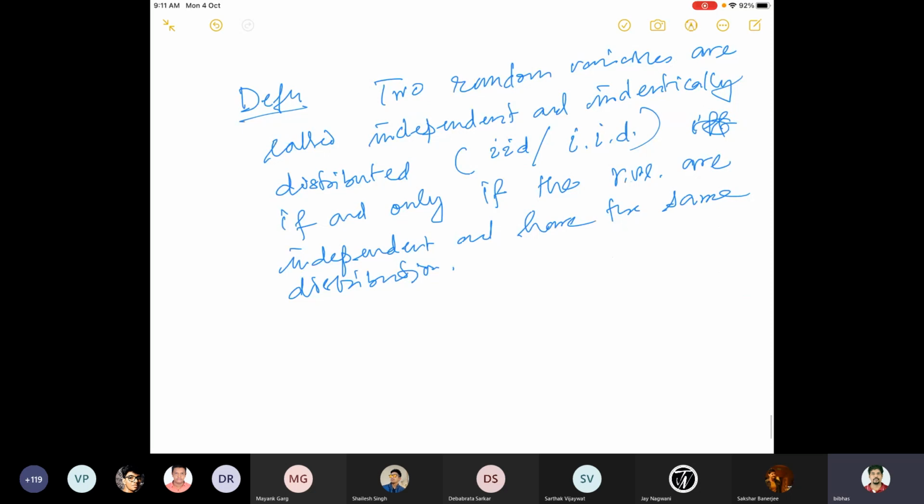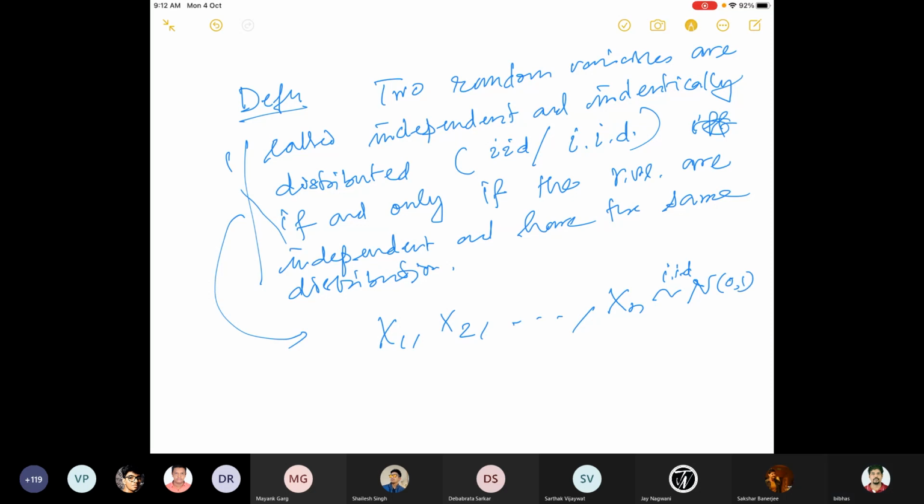In fact, this definition can be generalized to any n-tuple. Here I just talked about two random variables, but it can be for any number of random variables X1 to Xn, and I'll call these, let's say, all IID. This notation, IID N(0,1), means each of these follows the normal distribution and they are all independent.